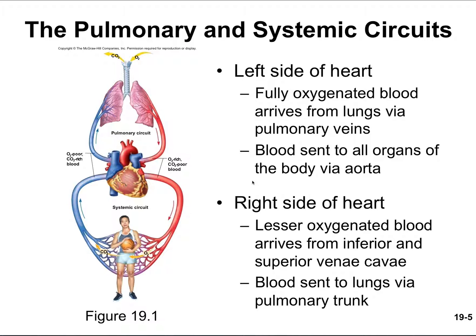On the left side of the heart, fully oxygenated blood arrives from the lungs via the pulmonary veins, and the blood is then sent to all organs of the body via the aorta. On the right side of the heart, lesser oxygenated blood arrives from the inferior and superior vena cava, and the blood is sent to the lungs via the pulmonary trunk.